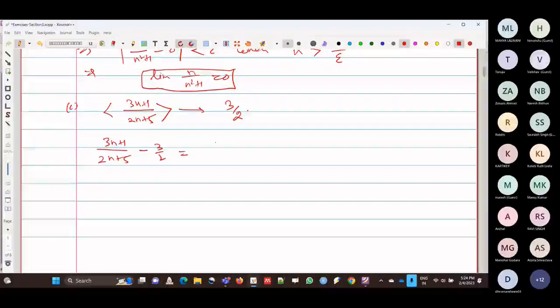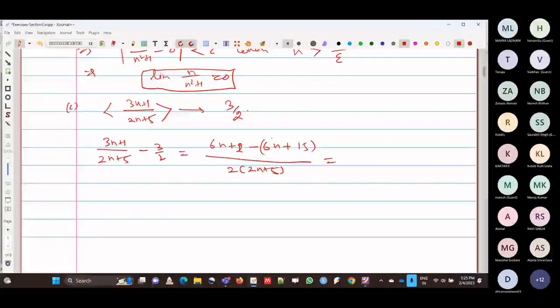(2n + 5 - 3/2). This equals 6n plus 1... we are just cross multiplying and computing. 6n plus 2 minus 6n plus 15, divided by 2 times 2n plus 5.